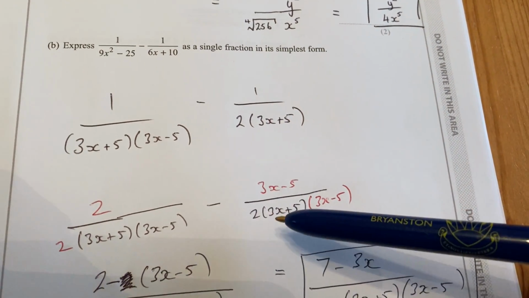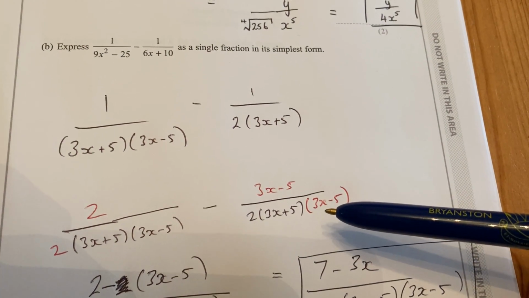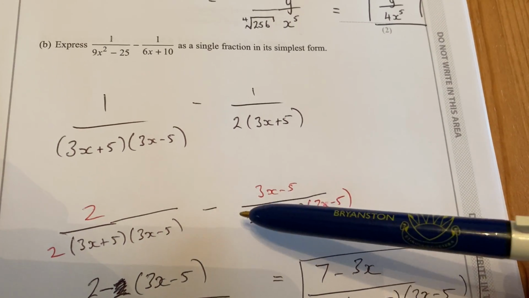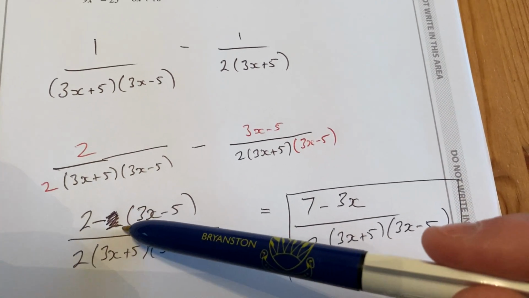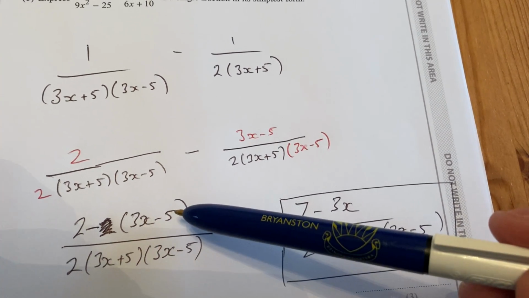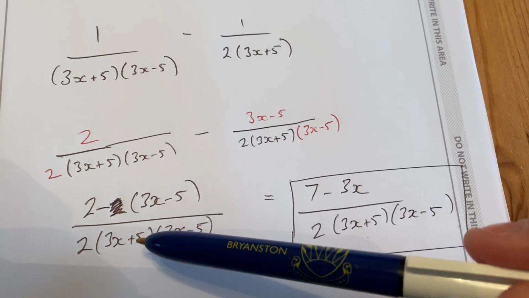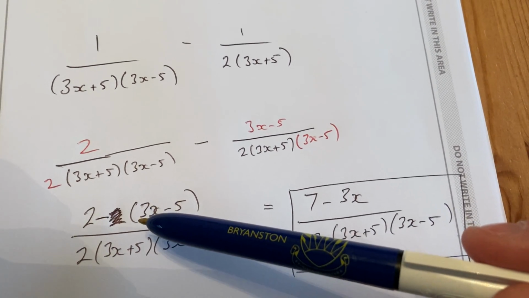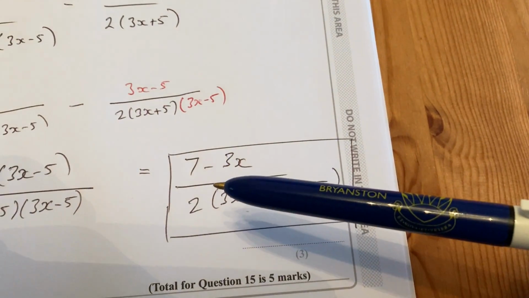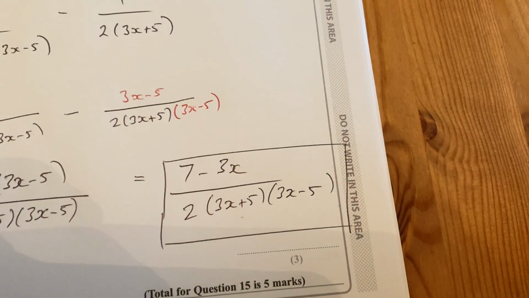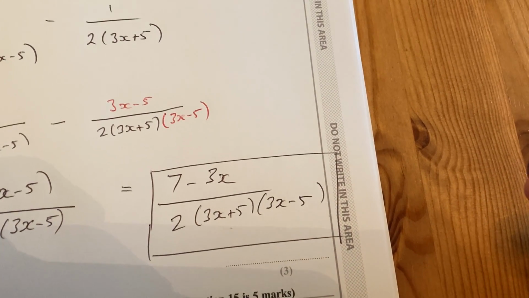Both of those have got 3x plus 5 and 3x minus 5 on the bottom. Once you've got the common denominator, you just subtract the top. So you've got 2 minus (3x minus 5) on the top, and you've got your common denominator on the bottom. Simplify the top. 2 minus minus 5 is 7. So you're left with your final answer, 7 minus 3x over 2, (3x plus 5), (3x minus 5).